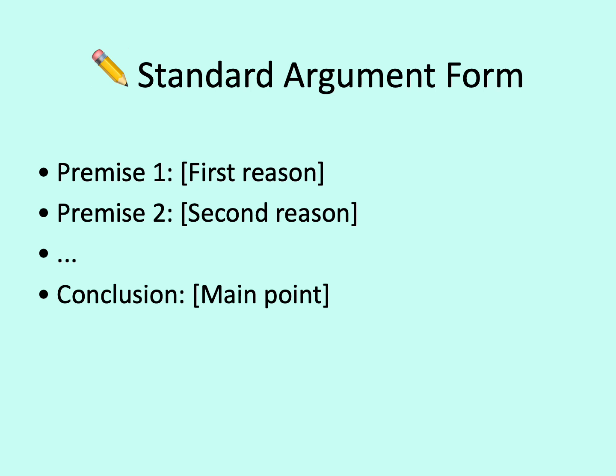To help make arguments clearer and to make it easier to analyze arguments, philosophers often use what's called standard argument form. It looks like this. Premise 1 is on the top line, that's your first reason. Premise 2 is on the second line, that's a second reason. Then you see the points of ellipsis showing that for each of the different premises that you have, you'll put it on a separate line. Then at the bottom, you put your conclusion, which is the main point.